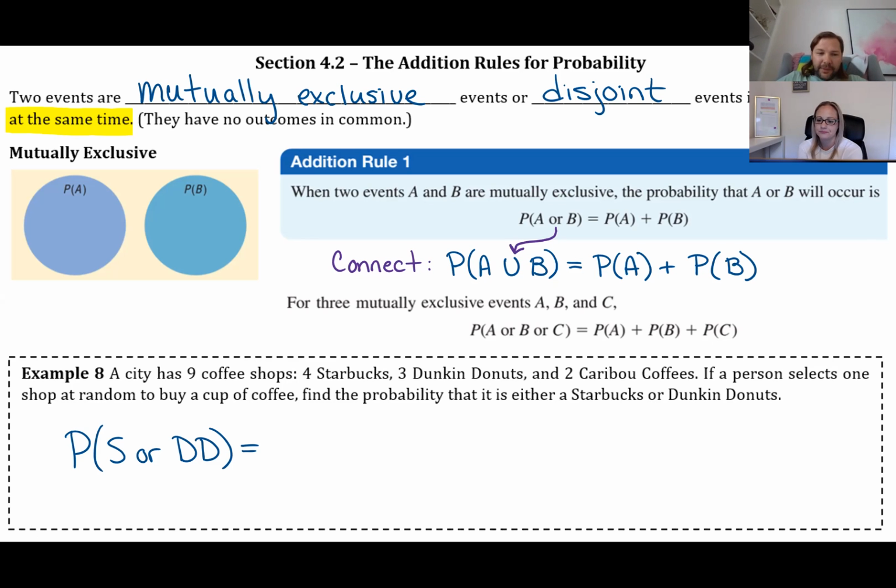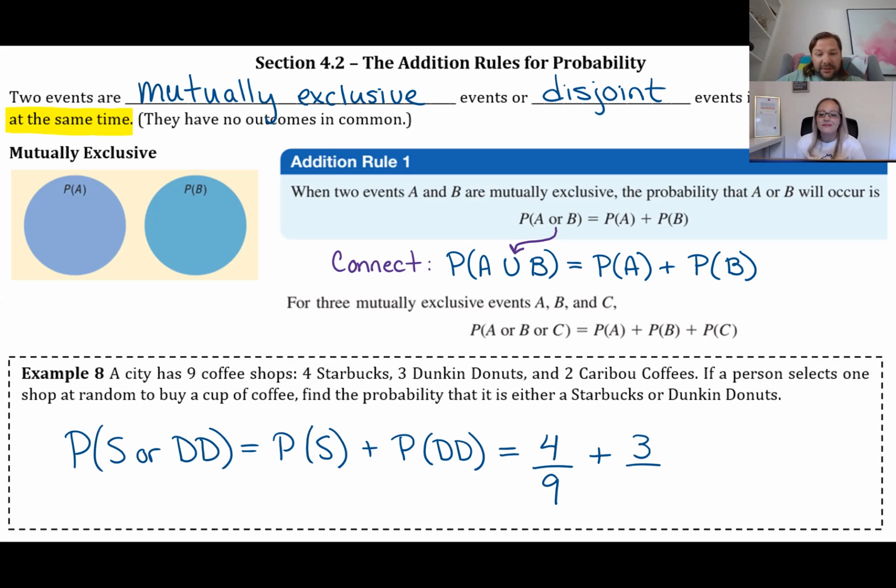So in example 8, it says the city has 9 coffee shops, 4 Starbucks, 3 Dunkin' Donuts, and 2 Caribou Coffees. If a person selects one shop at random to buy a cup of coffee from, find the probability that it is either Starbucks or Dunkin' Donuts. So obviously Starbucks and Dunkin' Donuts are disjoint events because I don't think there's ever been a Dunkin' Donuts inside of a Starbucks. And so there you just take the 4 ninths plus the 3 ninths and you get 7 ninths.